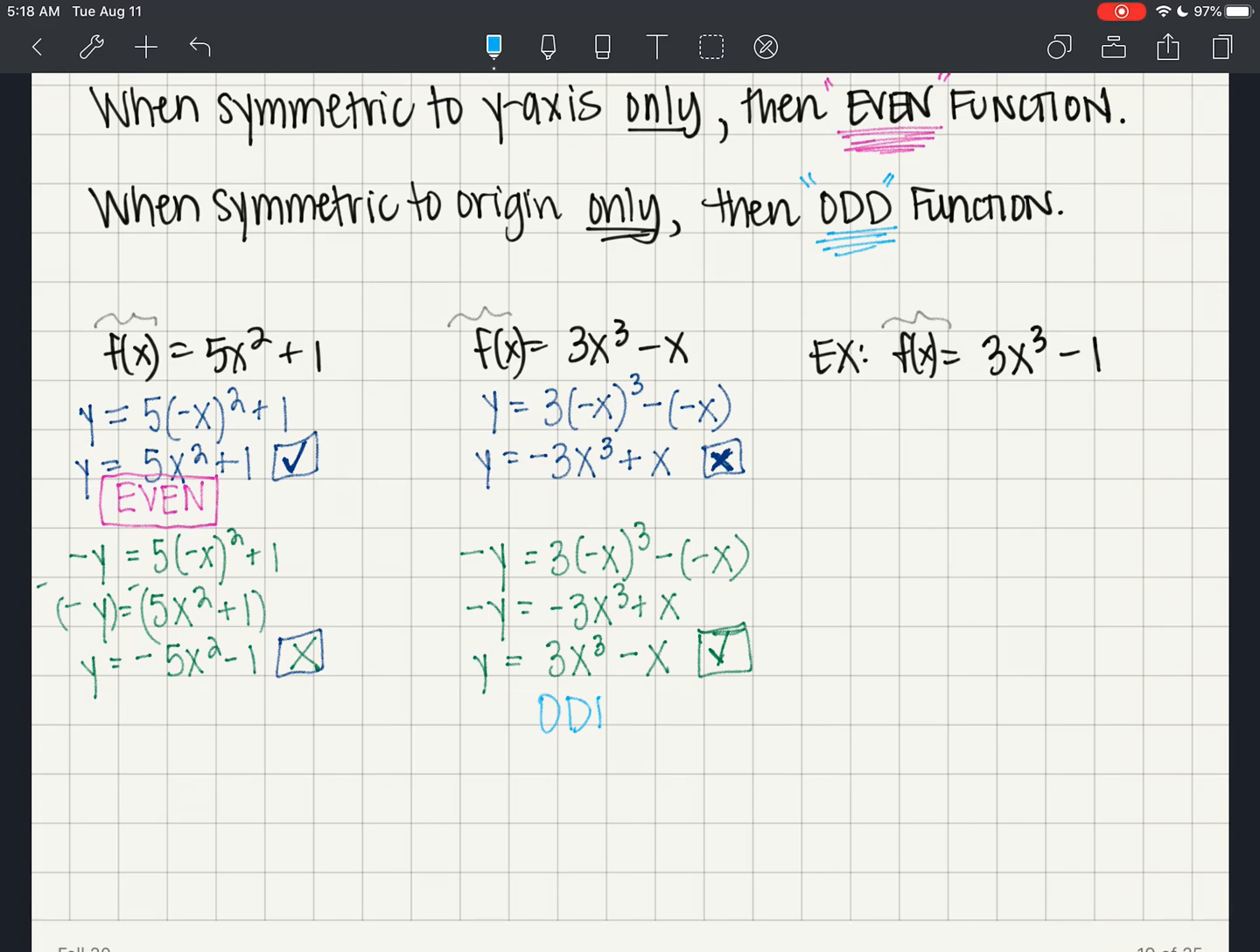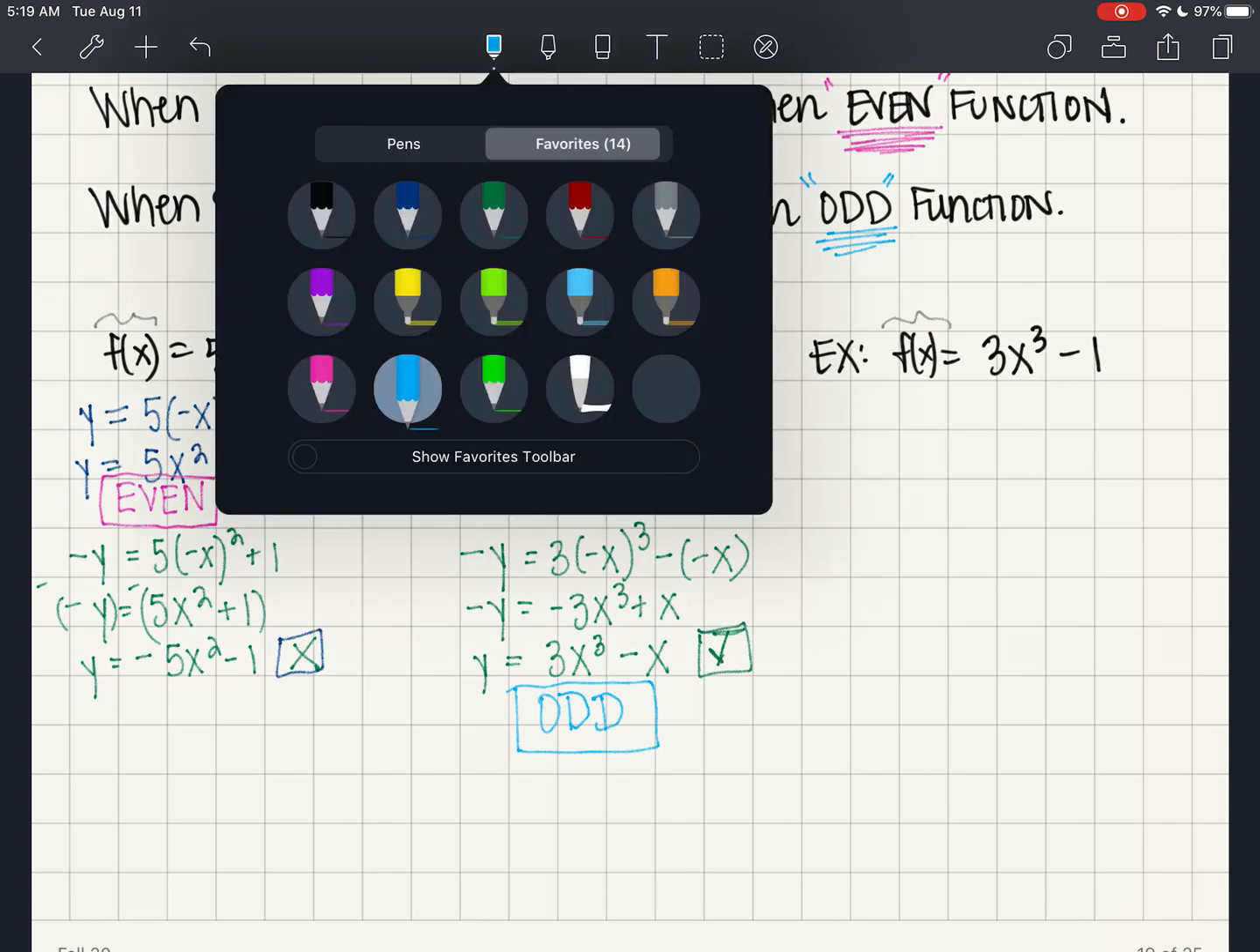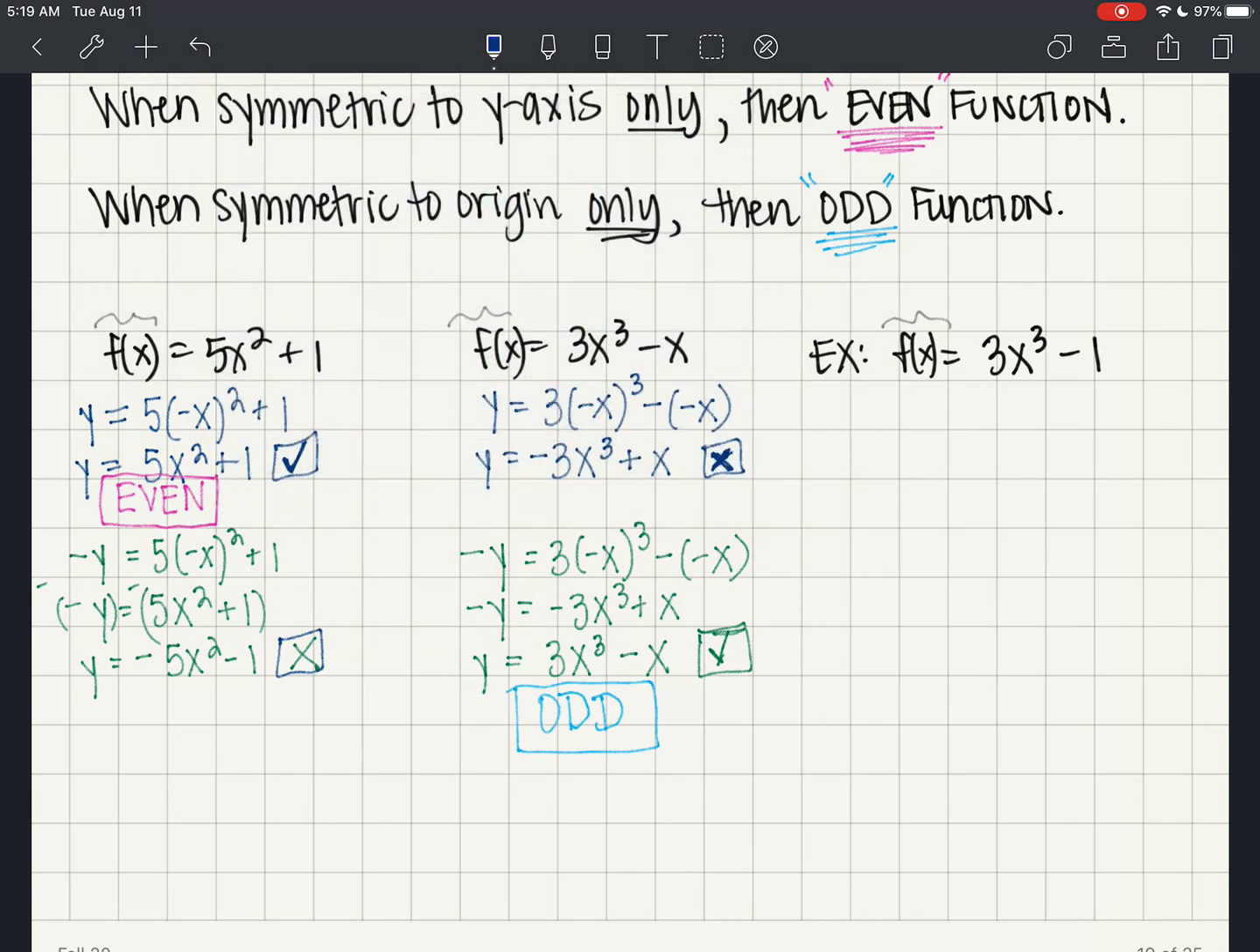That looks like a bunch of O's, like, ooh. Let me make my D more noticeable. Odd function. Looks a little strange to me. Okay, you try the next one. Press pause, see what you get, and then come on back and check your answer.